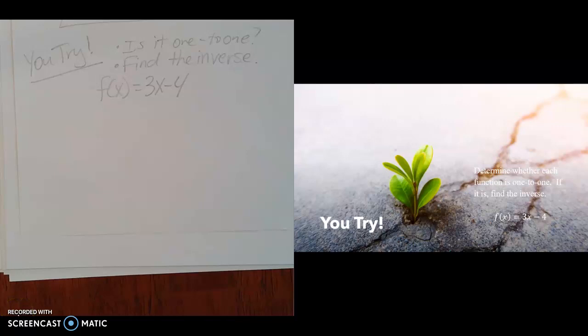Hi, you all just finished a U-Try where I asked you about a function, and I asked you, is it one-to-one? And if it is one-to-one, to find the inverse. The function that I gave you was f of x equals 3x minus 4. So let's decide if it's one-to-one first.